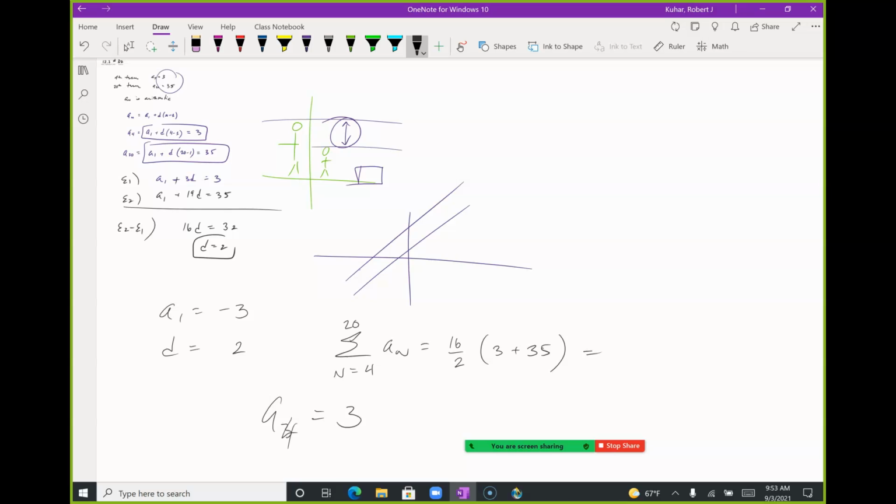16? Why 16? How many terms do I have from a sub 4 to a sub 20? 16. Yep. So 8 times 38. That's 304.